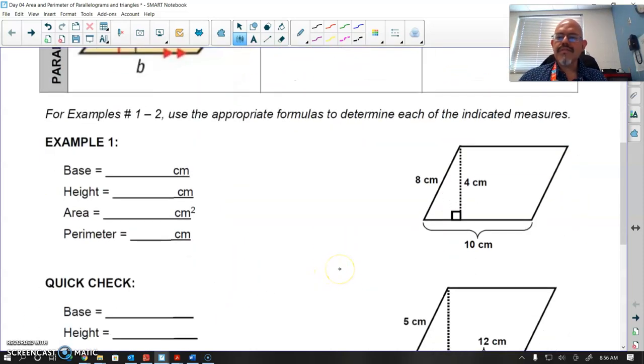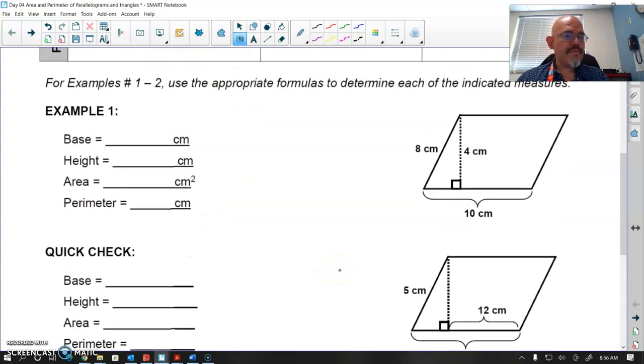So let's take a look at this first example. They're asking for what is the base equal to, which is 10 centimeters. The height is 4 centimeters. The height is always going to be at a 90-degree angle, which is also considered an altitude. The base and the height are always perpendicular to each other.